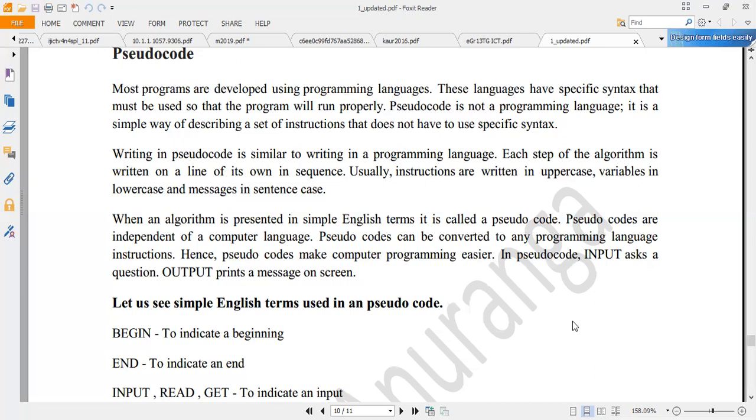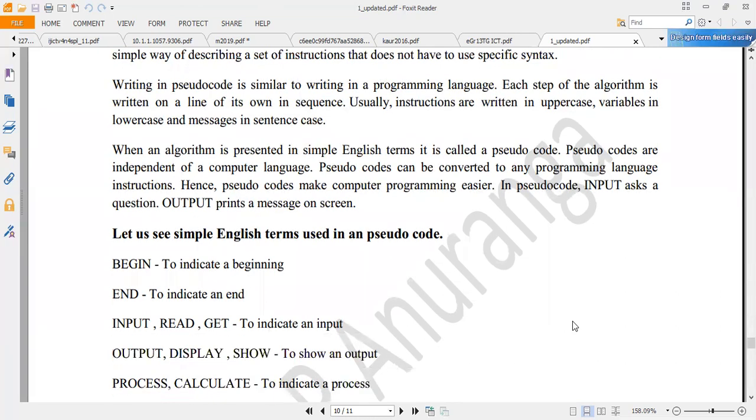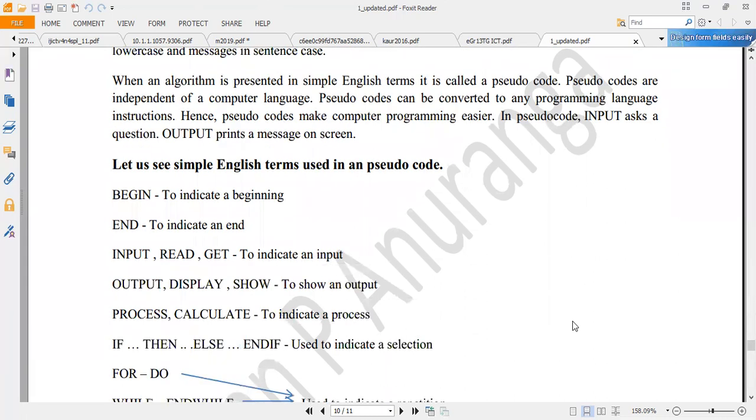When an algorithm is presented in simple English terms, it is called pseudocode. Pseudocode is independent of a computer language. It is a very important thing you should identify. Pseudocode is not dependent on programming languages. Pseudocode can be converted to any programming language's instructions. Hence, pseudocode makes computer programming easier. In pseudocode, input asks questions, and output prints a message on the screen. So, pseudocode is a representation of an algorithm.